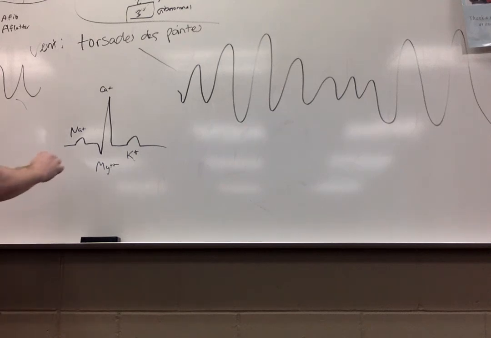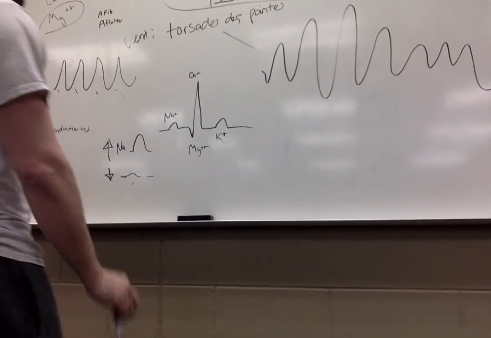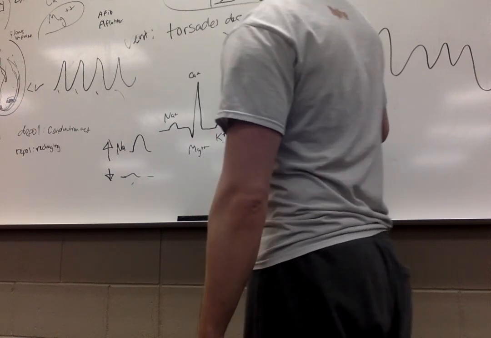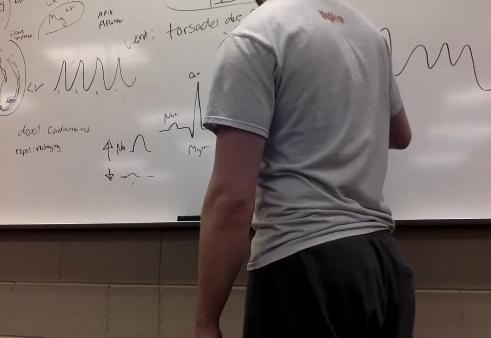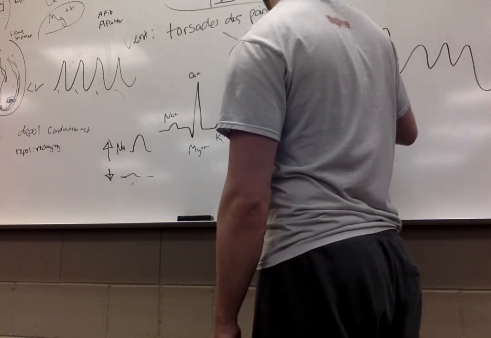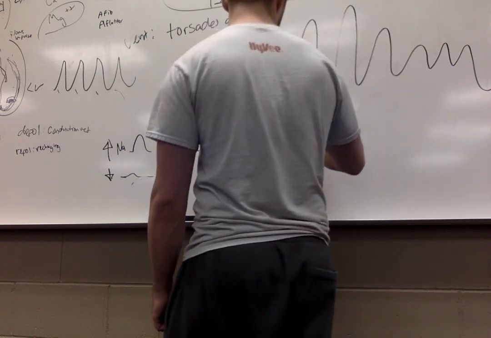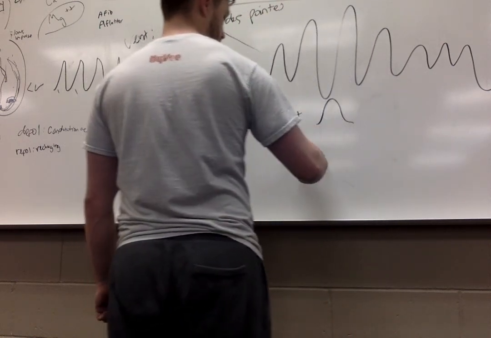If you're hypernatremic, you're going to have a big P wave. Hypo, you can imagine, flattened P wave. Potassium, same principle. If you're hyperkalemic, you're going to have a tall T wave. If you're hypo, you're going to have a flat T wave.